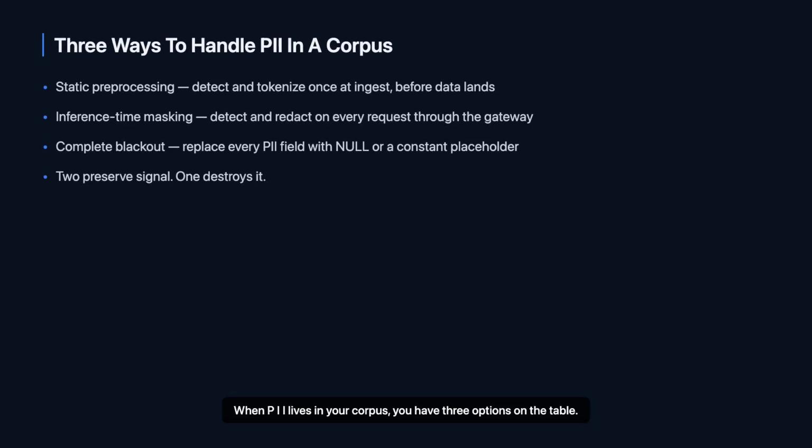When PII lives in your corpus, you have 3 options on the table. Option 1 is static pre-processing: detect and tokenize once at ingest, before data lands in the table or vector index. Option 2 is inference-time masking: detect and redact on every request as it flows through the gateway. Option 3 is complete blackout: replace every PII field with null or a constant placeholder. The first 2 are real engineering choices with real trade-offs. The third looks safe, but it quietly destroys the signal your model needs. We will see exactly why in the next scene.